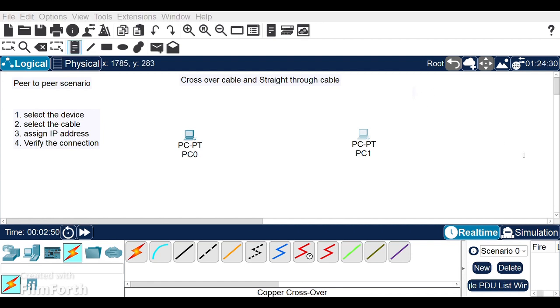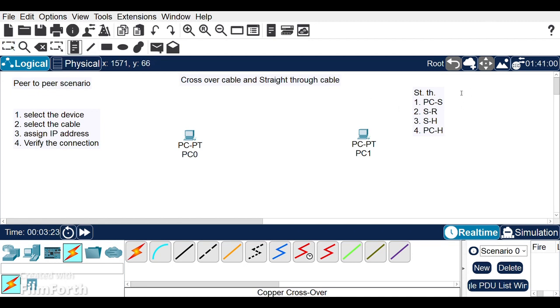Please mark these points. For the straight through cable, always work with different devices. Number one, PC to switch. Number two, switch to router. Number three, switch to hub. Number four, PC to hub, but not PC to router. Why? We'll tell you later.